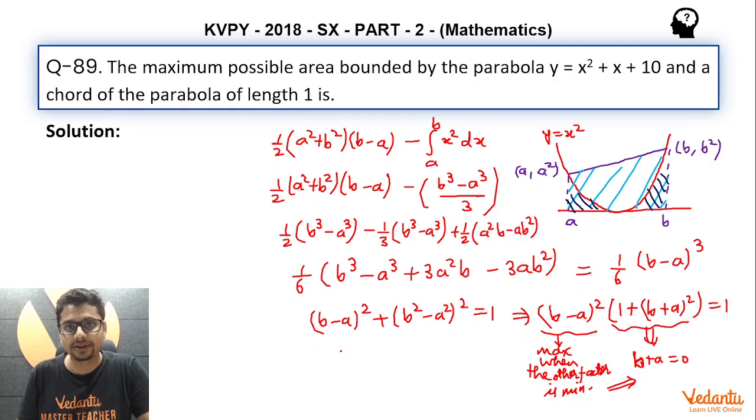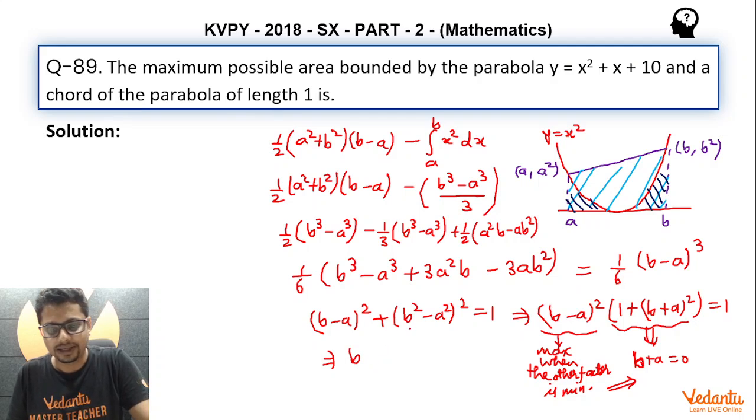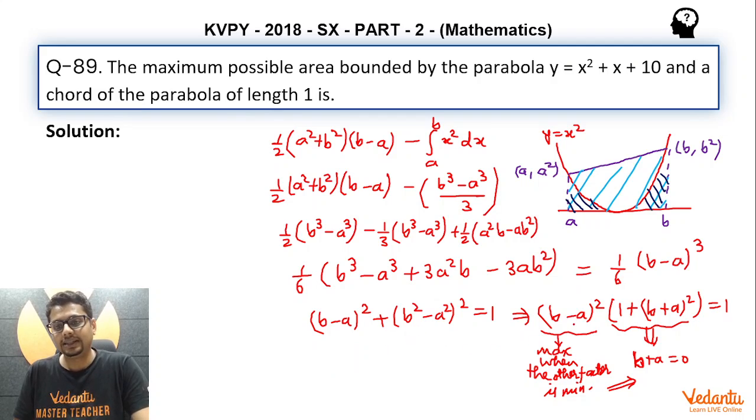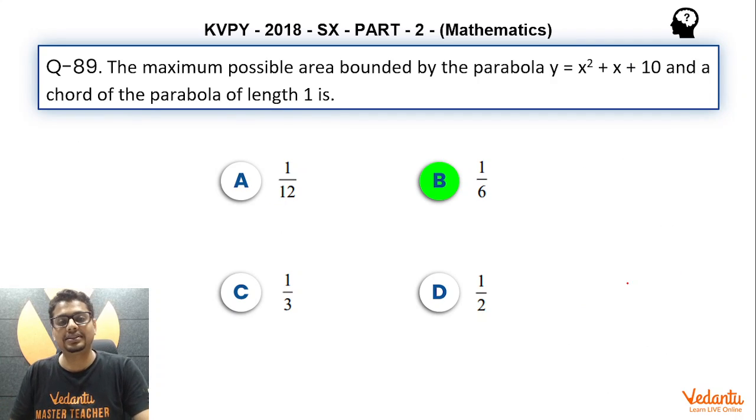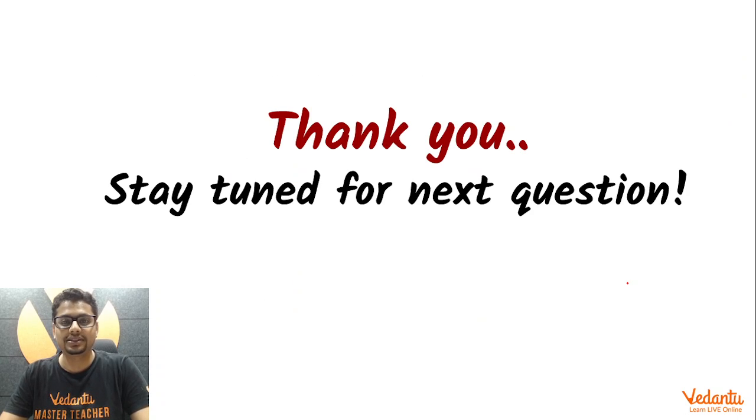Anyway, we have taken b greater than a without loss of generality. So hence you should be convinced that the maximum possible value of b minus a is 1. Hence the maximum possible value of this area is 1 by 6 multiplied by 1, which is 1 by 6. So we have seen this thing in great detail. I hope you are able to understand and appreciate. Thanks for listening. Stay tuned for the next question.